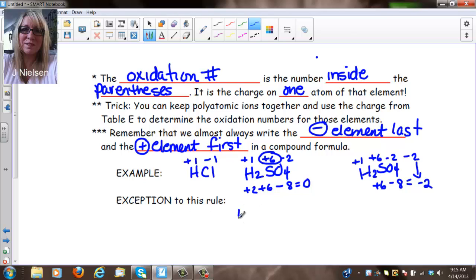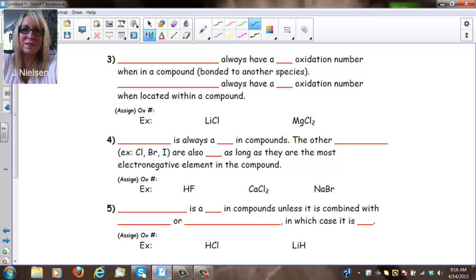There is one exception to the rule, NH3, in which case the -3 is written first and the +1 is written second. This is the only exception that you have to worry about. Let's move on to Rule 3.